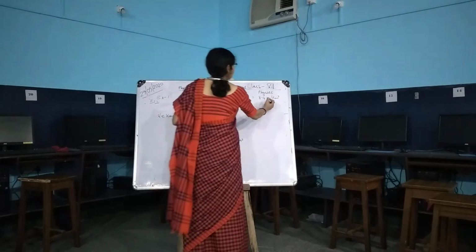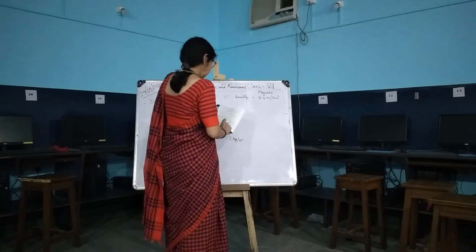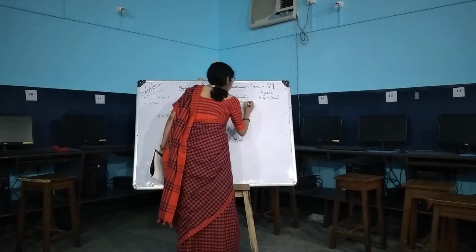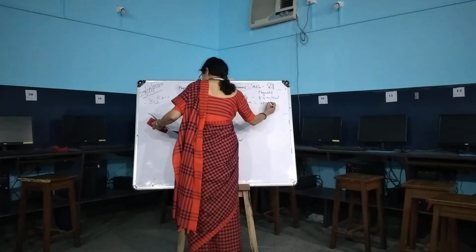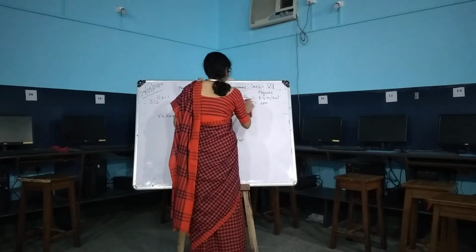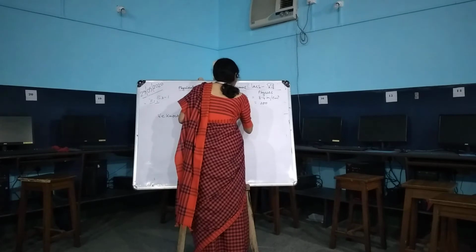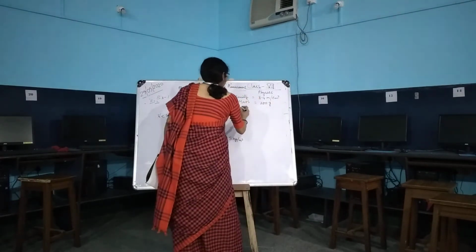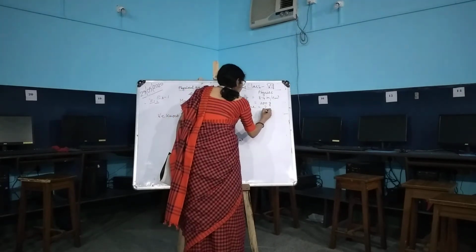That means this unit is given in CGS system. The mass is given, 200 grams. We have to find out the volume. Volume we have to find out.